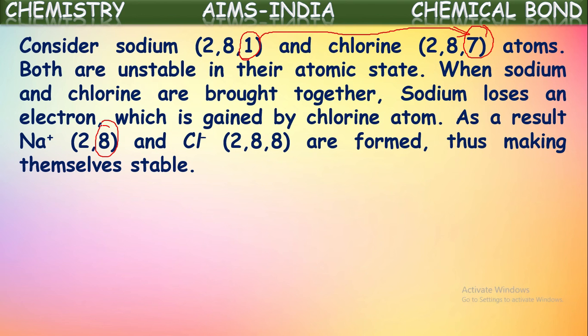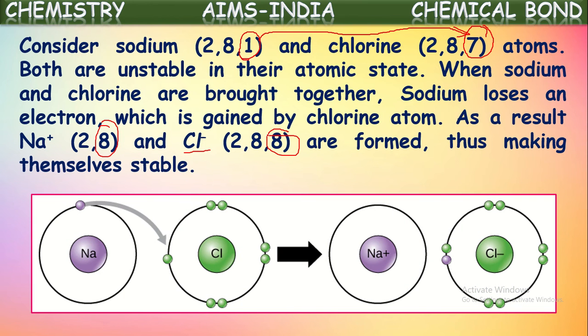becomes stable. At the same time, the electron lost by sodium is gained by chlorine and it becomes a Cl minus ion, and thus it gets an octet configuration. Okay, in that way, by losing and sharing of electrons, both of these atoms became stable. So it is happening here. Sodium losing one electron, chlorine gaining one electron, so that they became stable.